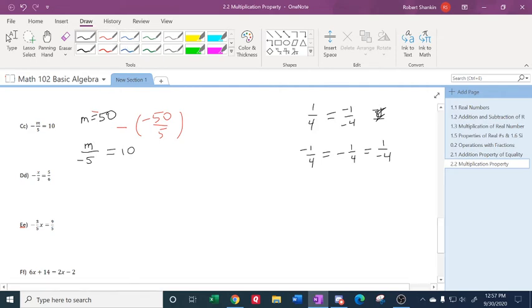Now I can say, oh, I want to get m by itself. So what am I going to do to both sides? I am going to get rid of the negative 5. If I'm going to get rid of the negative 5, I'm going to multiply both sides, because it's divided, by negative 5. Alright, so then my new result will be the negative 5's cancel out. I get m equals negative 50, which is what we were coming up with before.